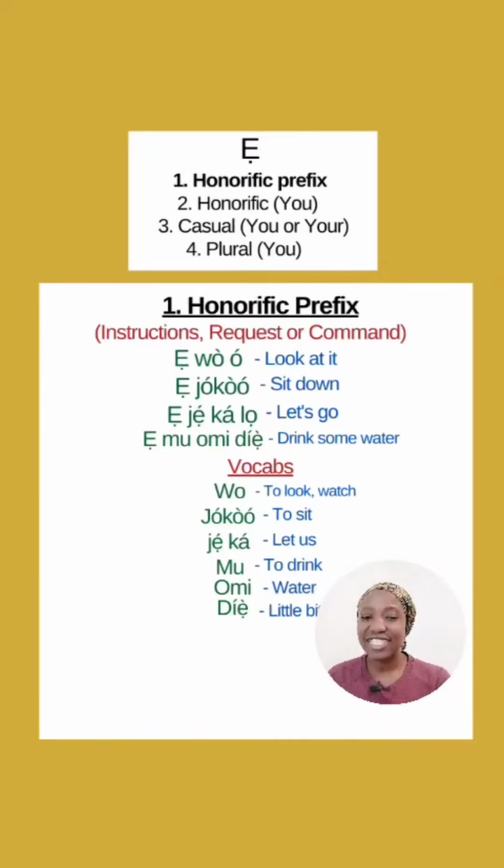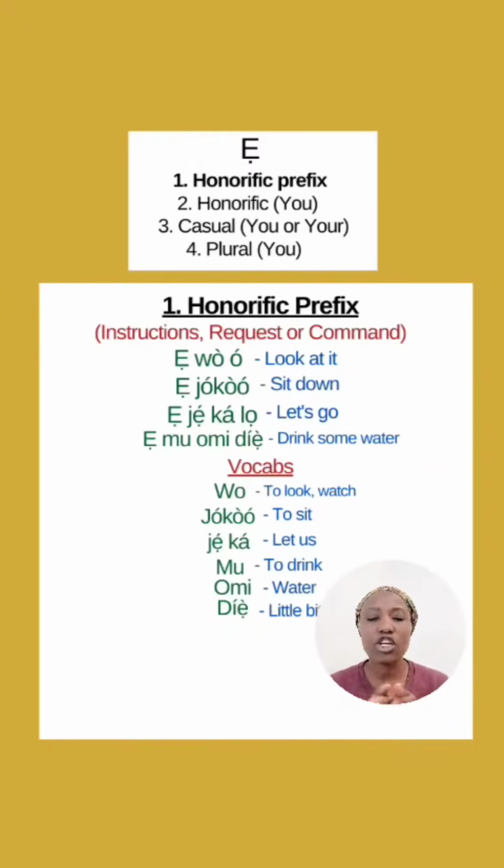Now, the next vocab we have there is a phrase. So we have jẹ́ ká. Jẹ́ ká means let us. Okay, let us do something. Jẹ́ ká lọ, let us go. Jẹ́ ká jẹun, let us eat. Jẹ́ ká sùn, let us sleep. So jẹ́ is always used together with ká to mean let us do something.